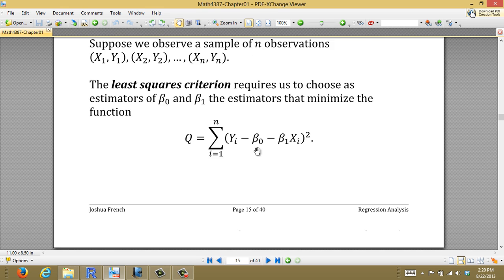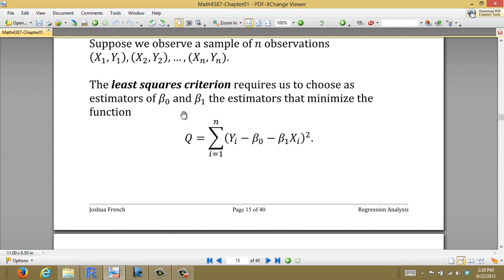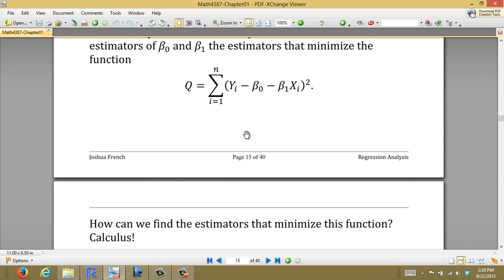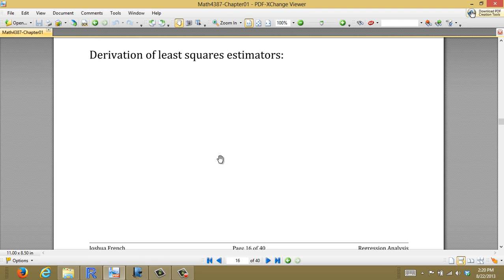So we have this criterion, this function that we're trying to minimize, and we're going to choose as our estimates of beta naught and beta 1 the values that minimize this function. And the question is, how in the world do we determine those values? If I just told you that I had a function I wanted to minimize or maximize, the natural approach, if you've taken calculus, of course, is to take the derivative with respect to the variables of interest, set them equal to 0, and then solve for the unknown parameters. And that's exactly what we're going to do. So let's derive the least squares estimators.